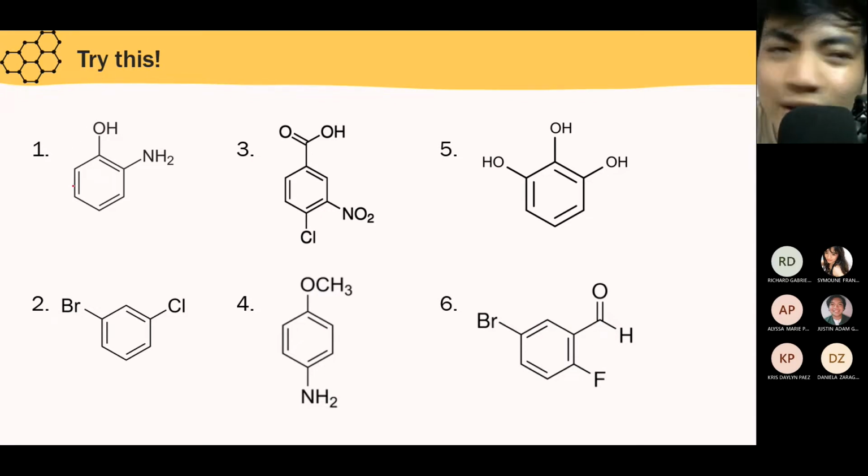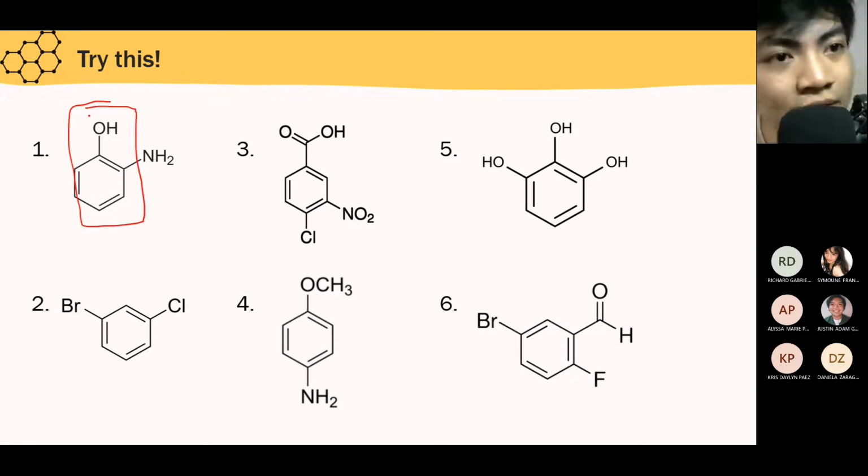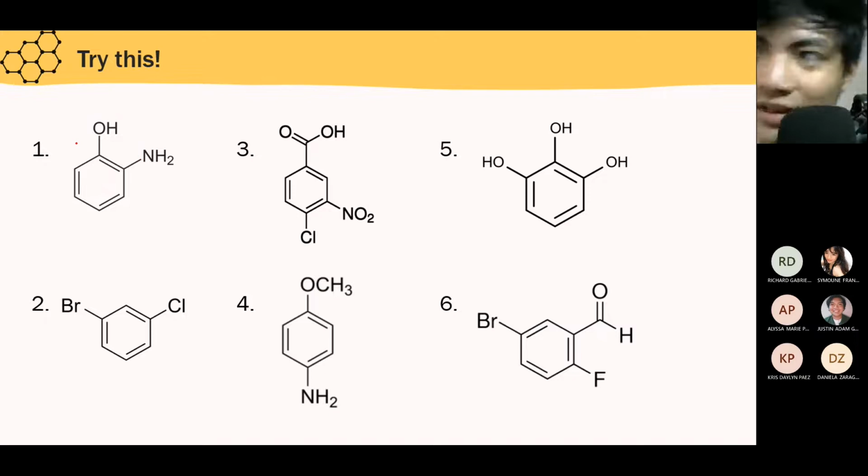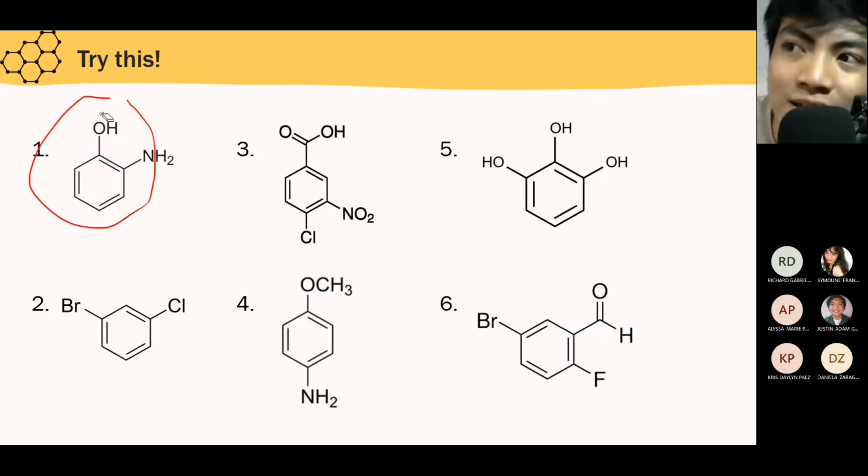So, we have here a benzene ring with 2 substituents. You have the OH and the NH2. So, apparently, those substituents can give us 2 common names. You have here your aniline yan, and you have here your phenol. And just as I said, the phenol will be given the highest priority. So ano name nito? Ano name niya kung phenol ang highest priority?